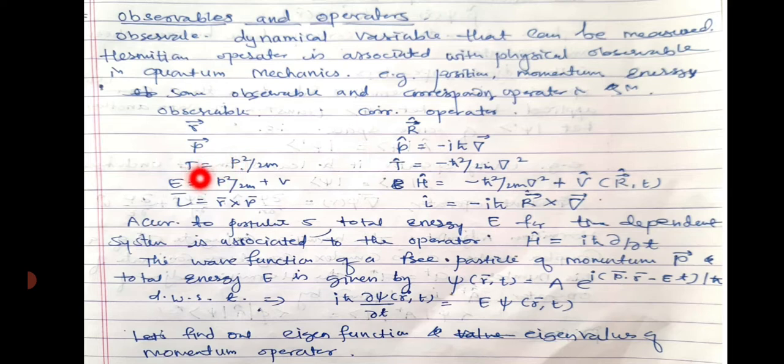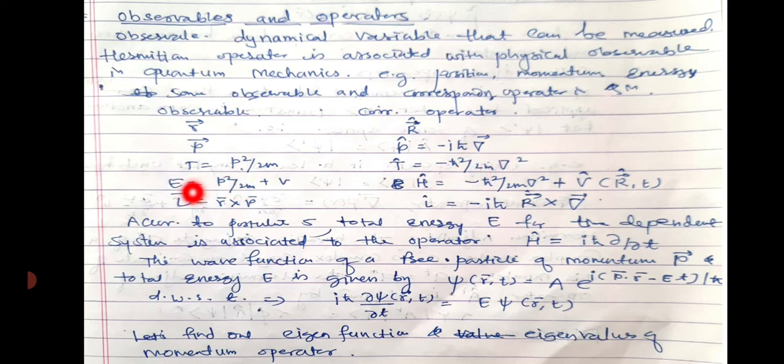Then T is the kinetic energy, which is p square by twice m, but in quantum mechanics the kinetic energy is minus h cross square by twice m del square. Here p square can be written as p dot p. If you take the dot product of these two terms, minus i h cross del dotted with minus i h cross del, and divide that by 2m, we get this term as the kinetic energy.